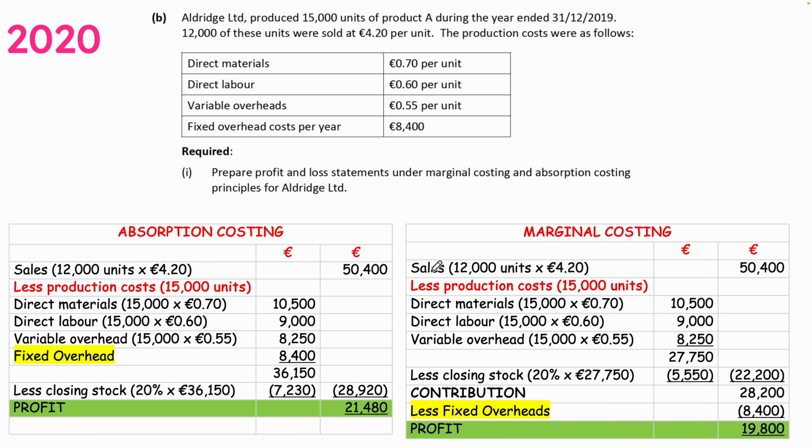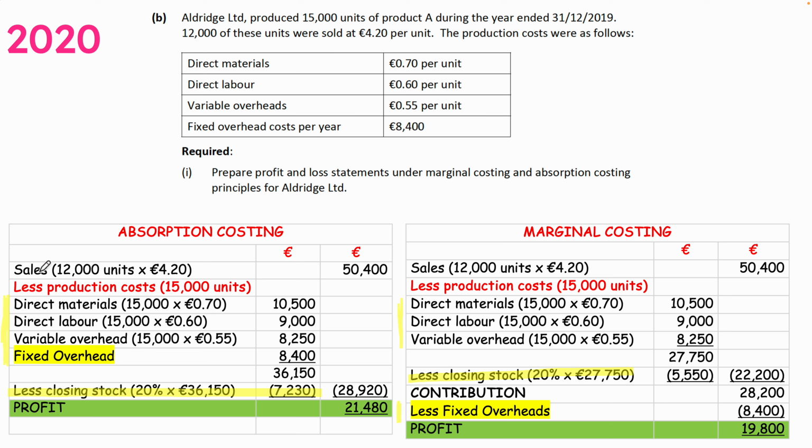So look, with regards to absorption costing, we put in all of the costs together before we calculate the closing stock. But with marginal costing, we separate the variable, then we calculate the closing stock, and then we take away the fixed overheads. Okay, so let's just talk it through.